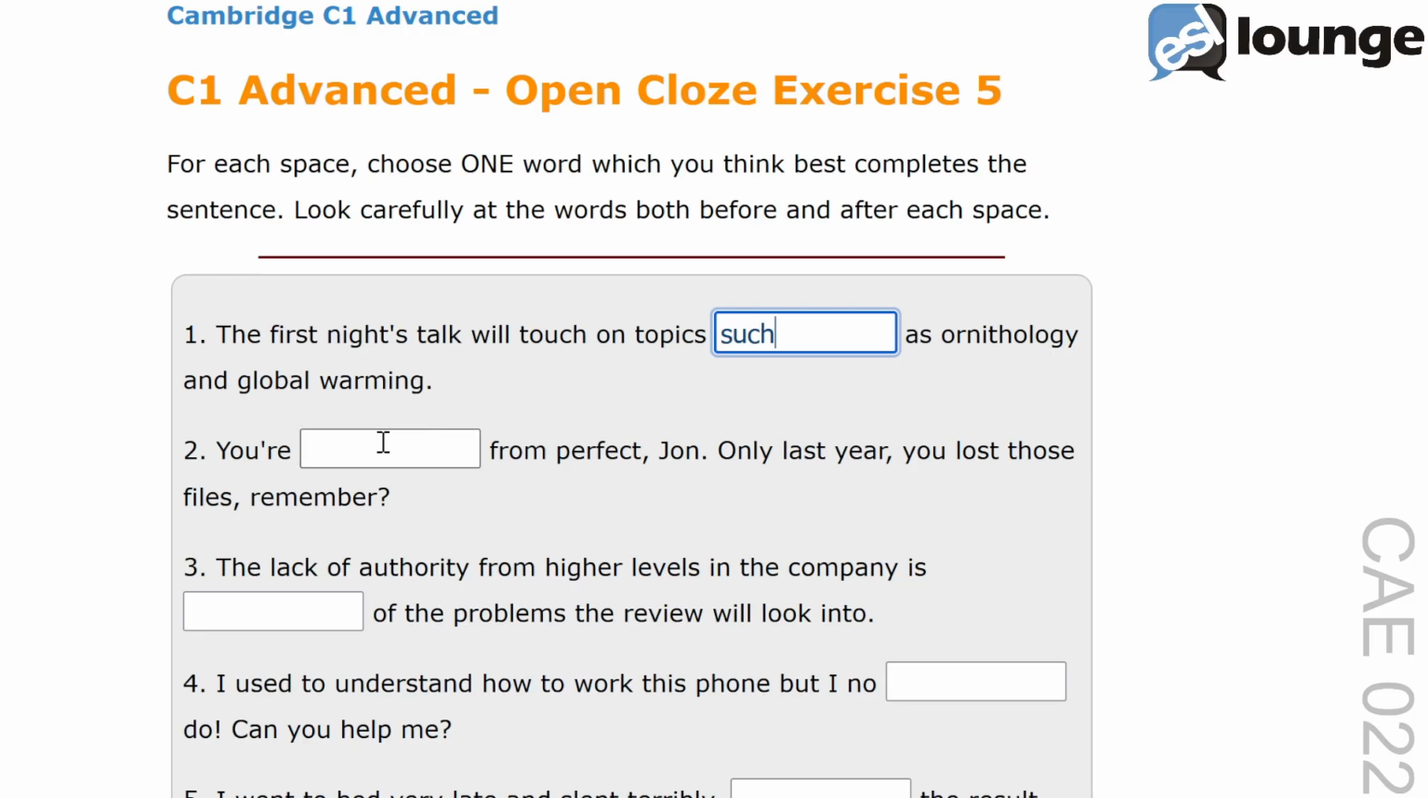Moving on to number 2. You're blank from perfect, John. Only last year you lost those files, remember? The correct answer is far. The phrase far from is used to indicate that something is very different from a particular state or quality. For example, the project is far from complete. This phrase emphasizes the significant gap from being perfect.